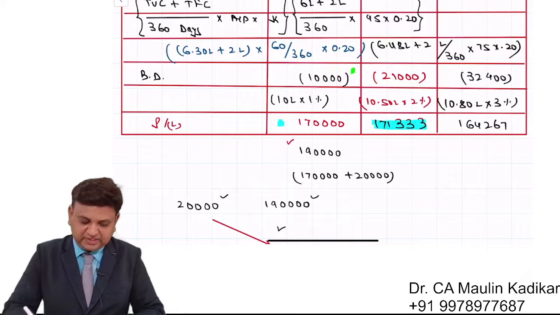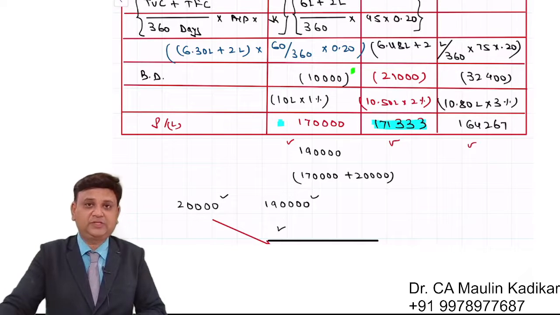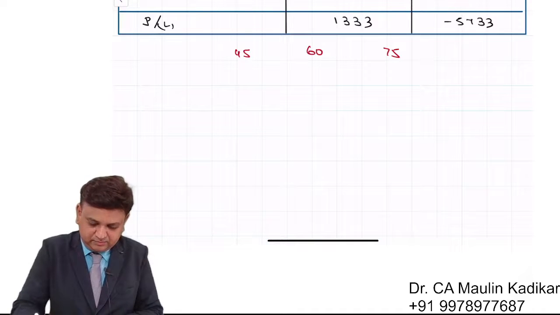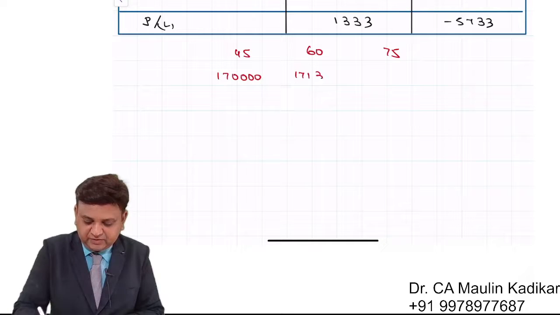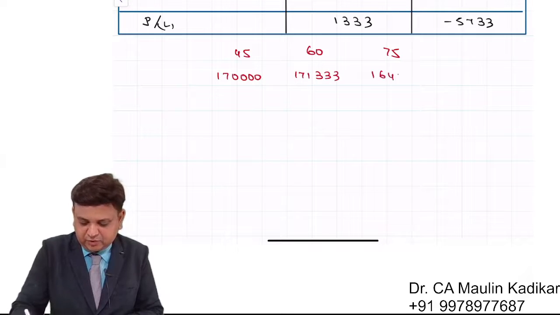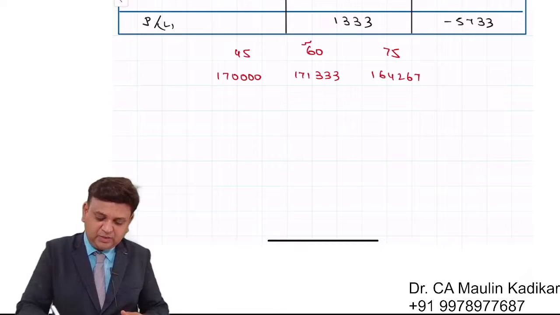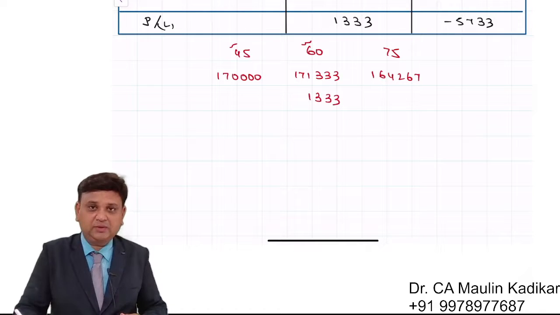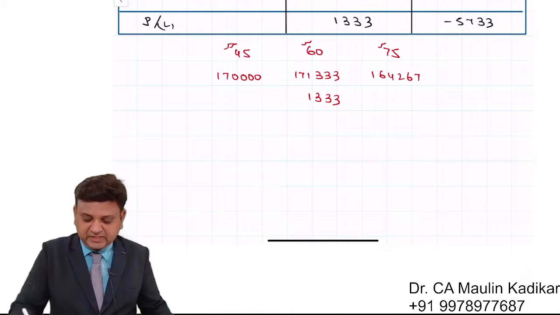Here are the answers: 1,70,000, 171,333, and 164,267. Now you make a comparison of 60 over 45. You find that the profit increases by this amount. You make a comparison of 75 over 45. You can see that the profit decreases by 5,733.